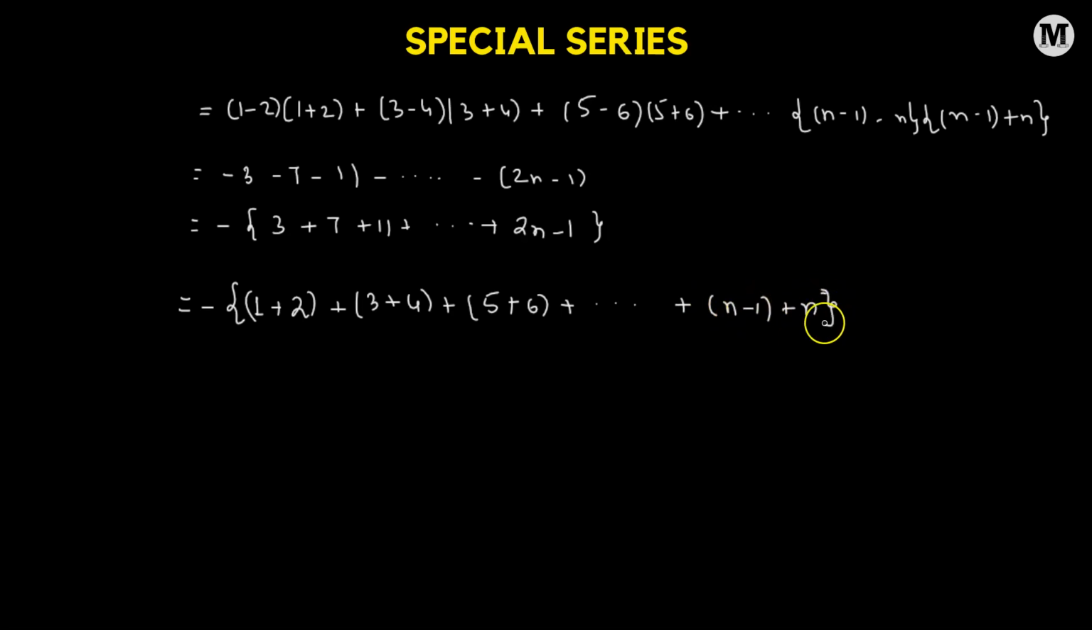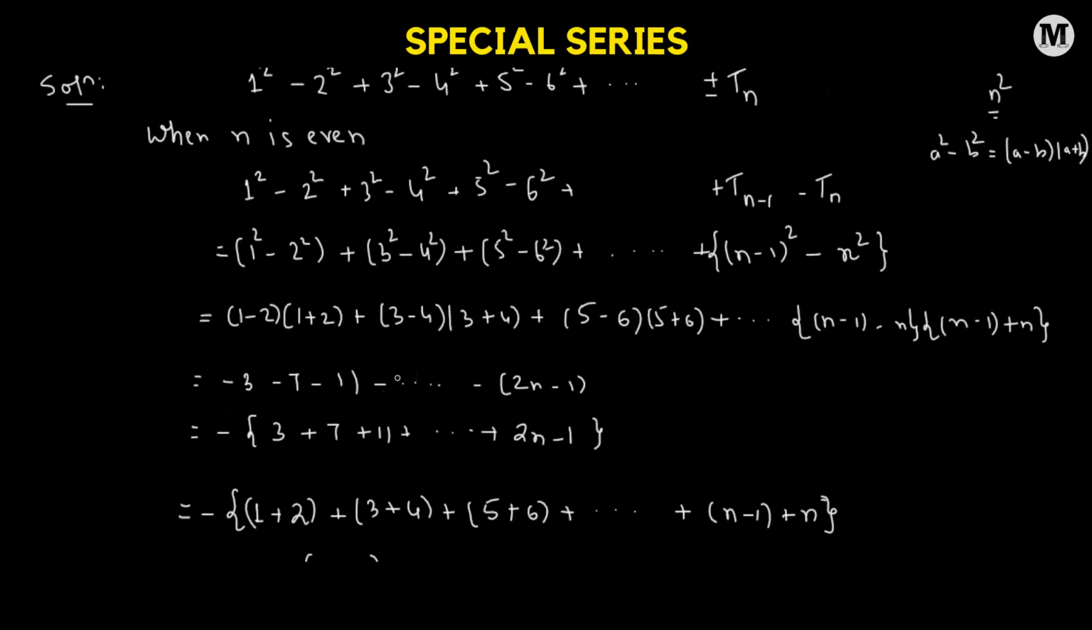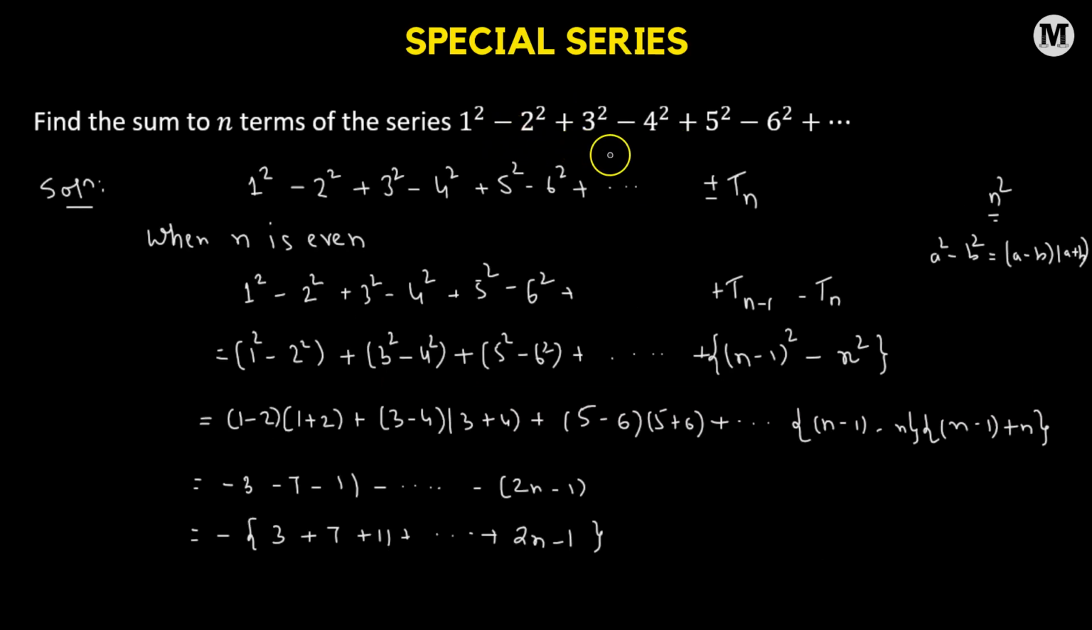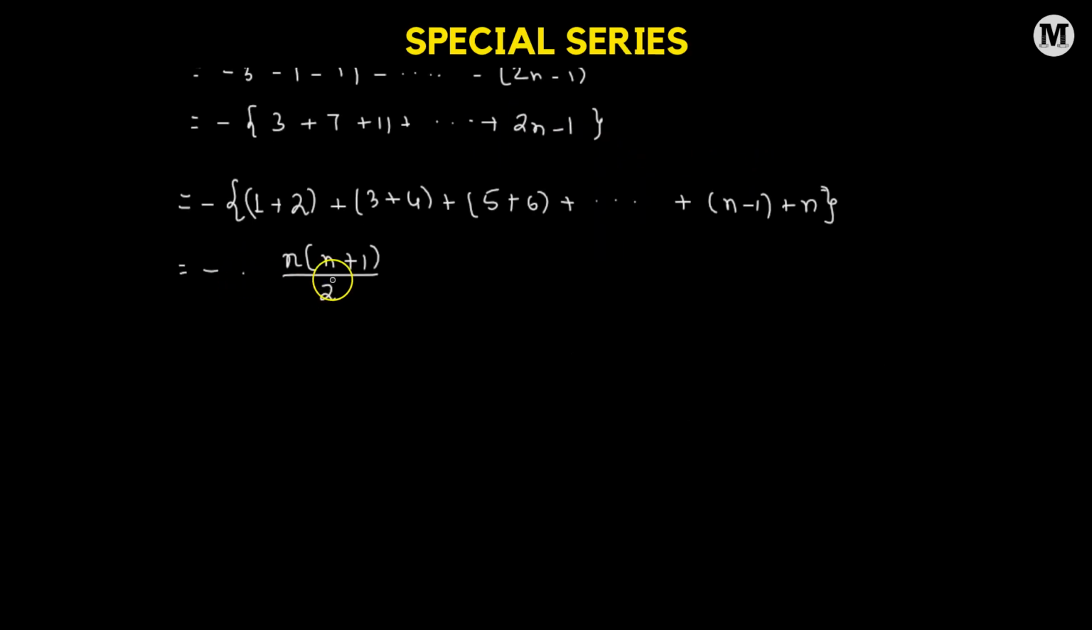Fine. Now what we have here is the sum of the first n natural numbers, and we have a standard formula for this. That's given by n multiplied by n plus 1 divided by 2. So this is going to be the final sum. That means if we have an even number of terms, then the sum of the series all the way up to the nth term will be given by negative n times n plus 1 over 2.